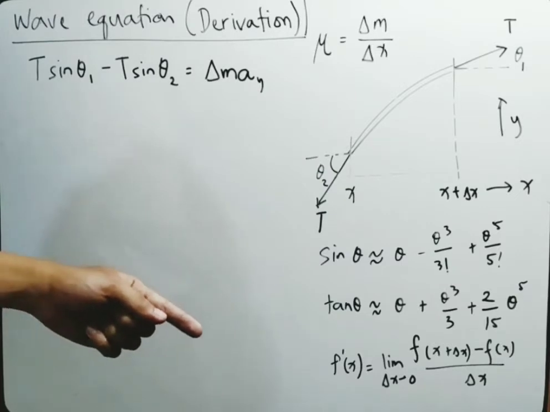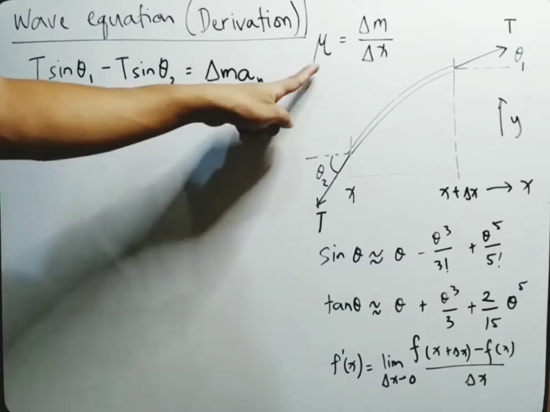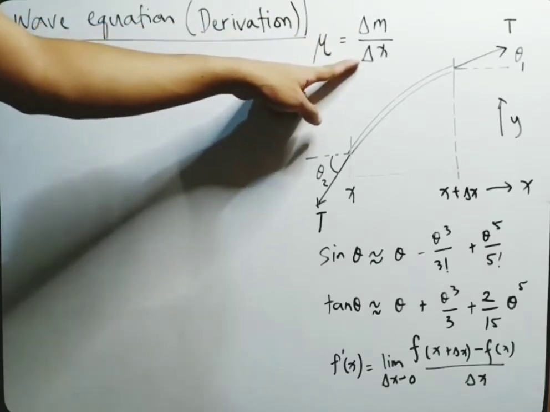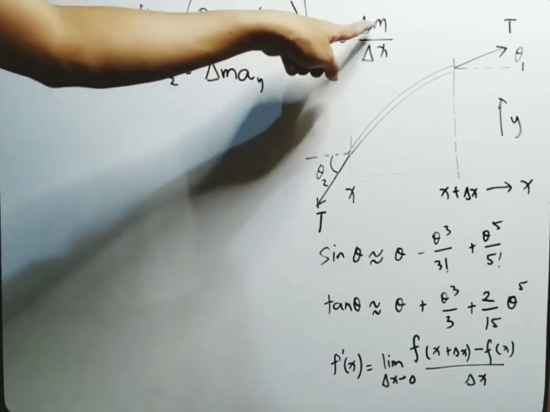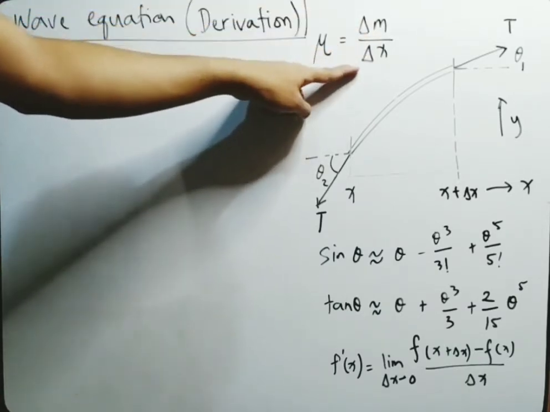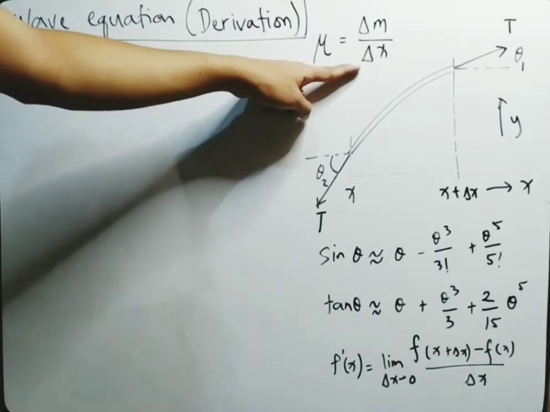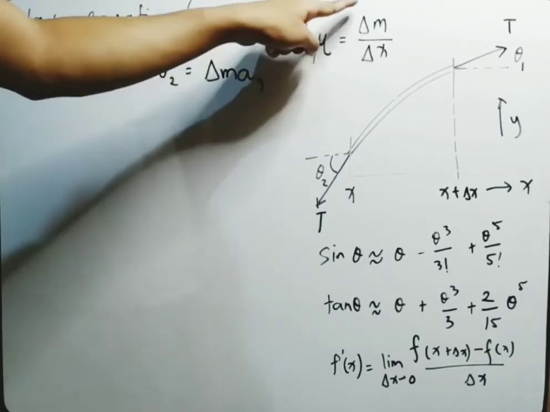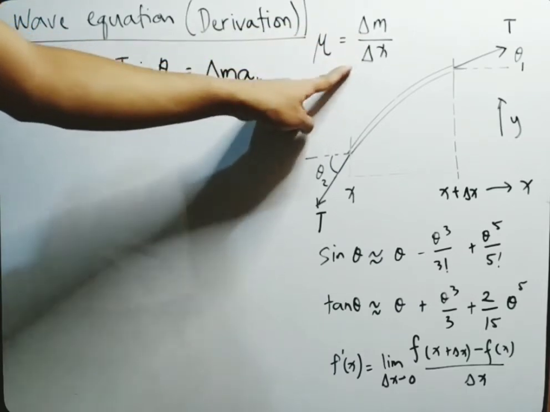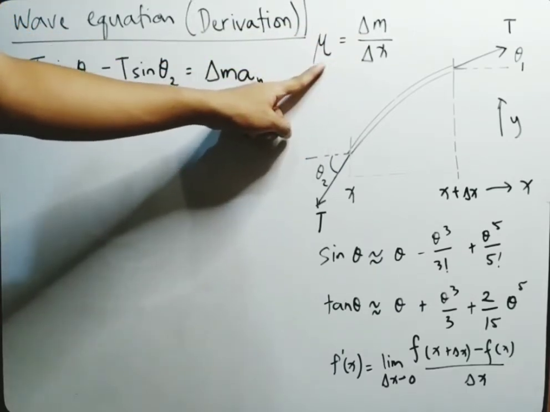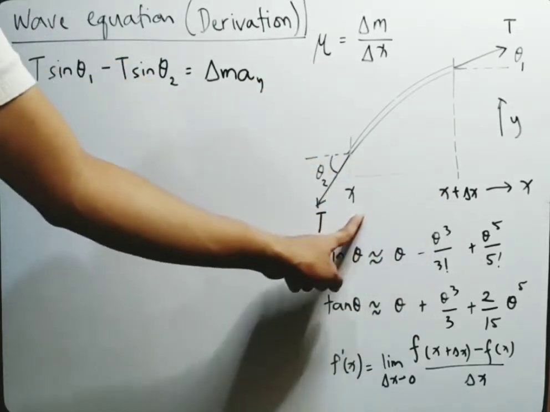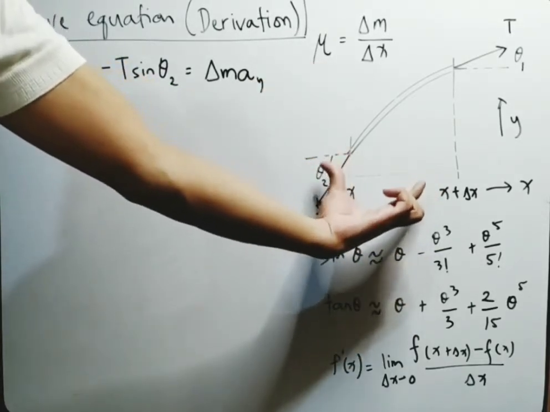We have here mu. Mu stands for mass per unit length. I'm going to designate delta m as a tiny piece of mass over delta x, which is a tiny piece of length. And delta m over delta x will give us mu, which is the mass per unit length. If this is x plus delta x and this is x, definitely this length is delta x.